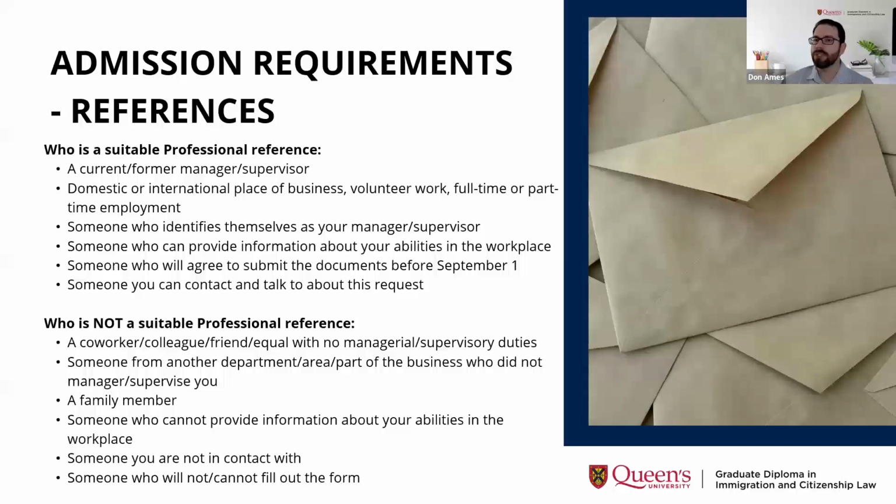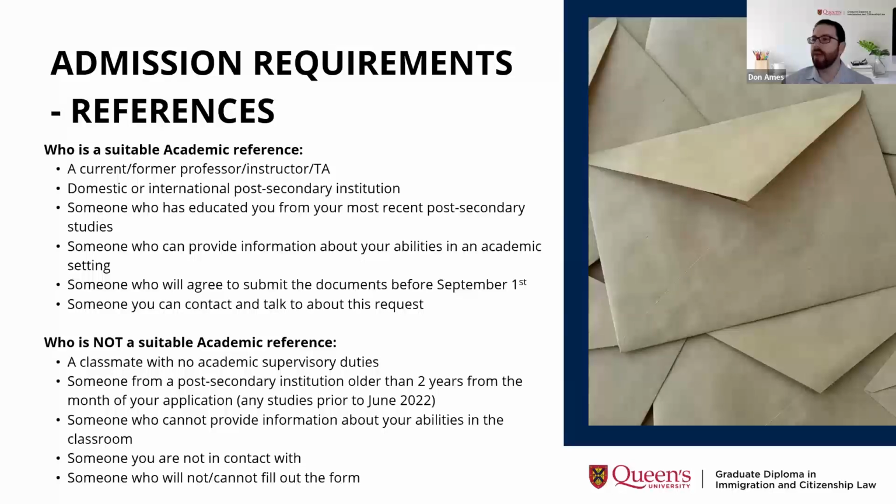Also, if this individual is someone you've talked to, but they're not really confident or comfortable providing you a reference, don't utilize them as a professional reference. Seek somebody else. An academic reference is very, very similar. Just replace manager or supervisor with professor, instructor, or TA. Again, it's someone who has some sort of supervisory duties over you in an academic setting. So again, a professor, instructor, TA, someone who's graded things that you've submitted, someone who's provided academic support. It's again, someone you've been in contact with and someone who has agreed to provide the reference on your behalf.